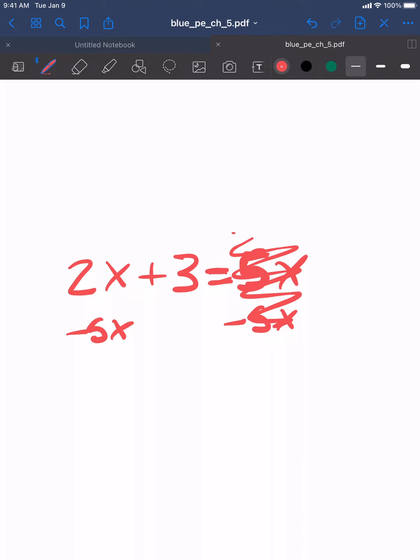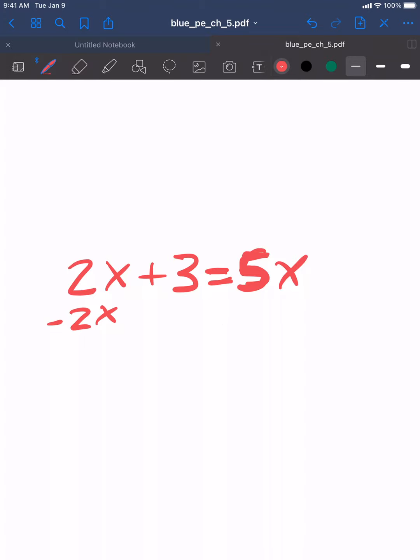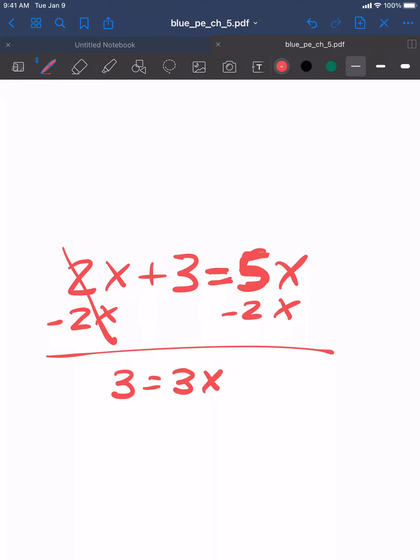Think of it as a scale that weighs things. We don't want our scale to be empty. They have to be equal. There has to be something at least on one side of the equation, correct? So I'm not going to subtract 5x. What should I do? Subtract the 2x to get it over there, and then you'll have 3 equals 3x. What is 5x minus 2x? Positive 3x. Good.